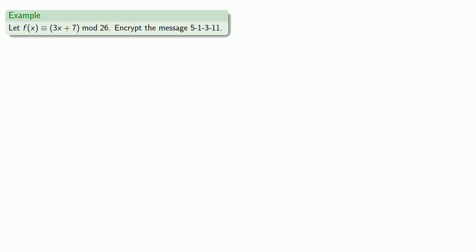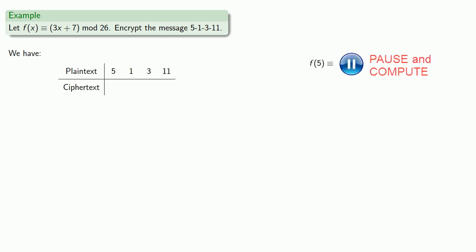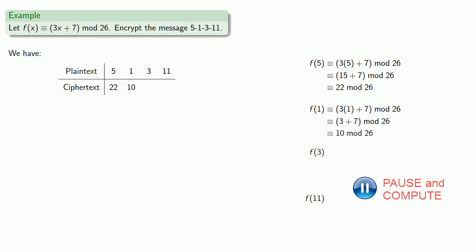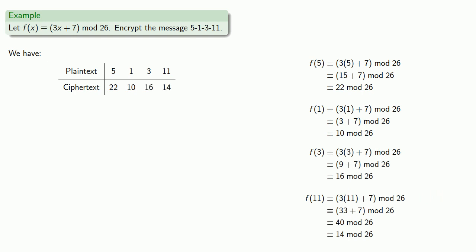So for example, let's take the function 3x plus 7 mod 26, and let's encrypt our message 5, 1, 3, 11. So we want to evaluate our function for each of these numbers. So f of 5 will be 22. f of 1 will be 10. And f of 3 and f of 11 will be 16 and 14.